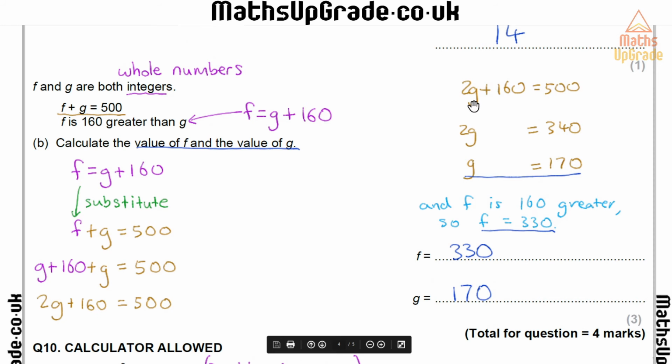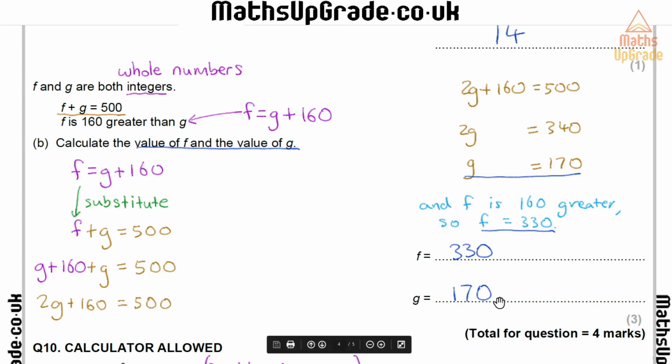And then carrying on over here, if I subtract 160 from both sides, I end up with 2g equals 340. Divide both sides by 2, I end up with g equals 170. So g is 170, and since we know that f is 160 greater than it, f must be 330.